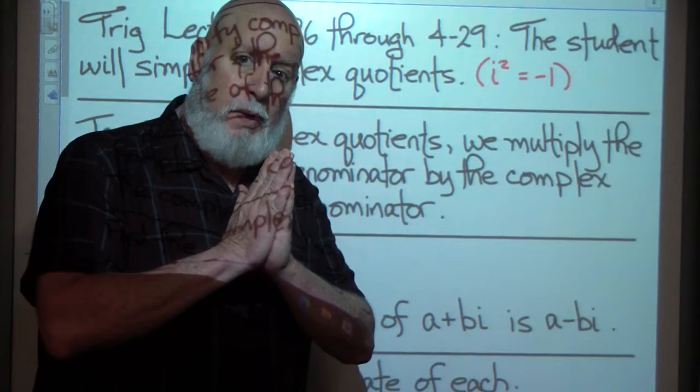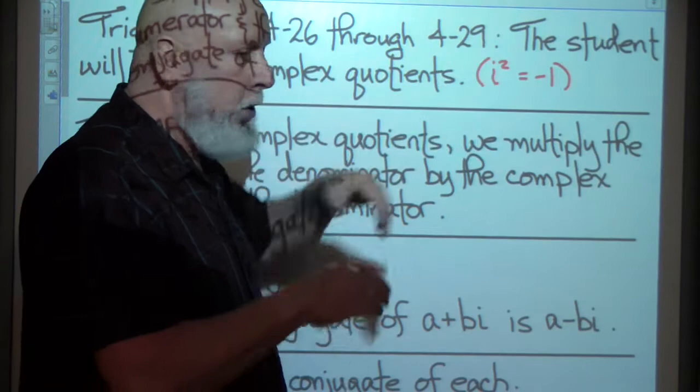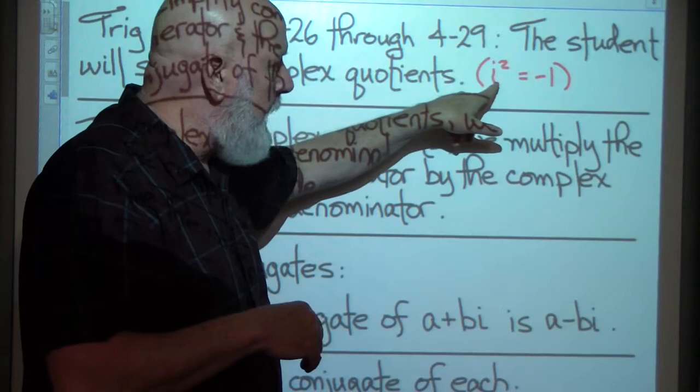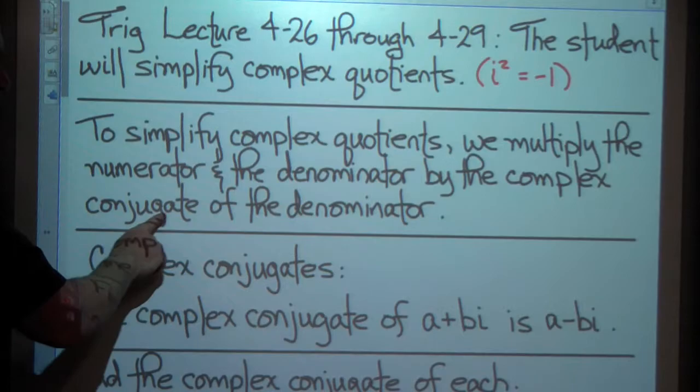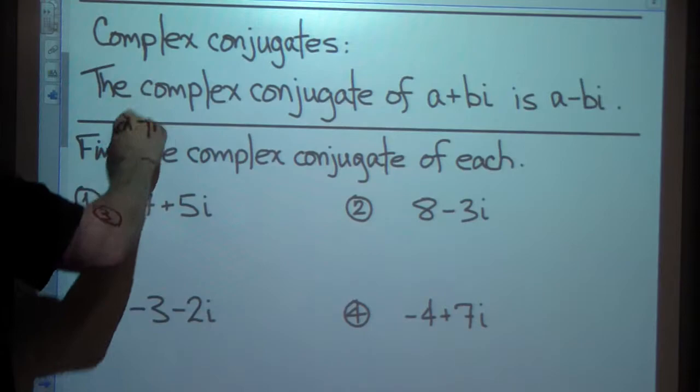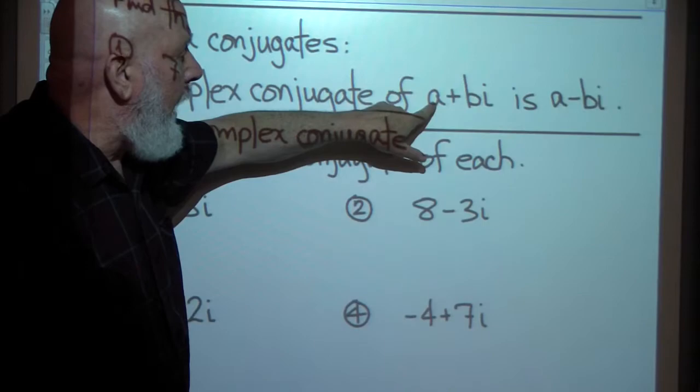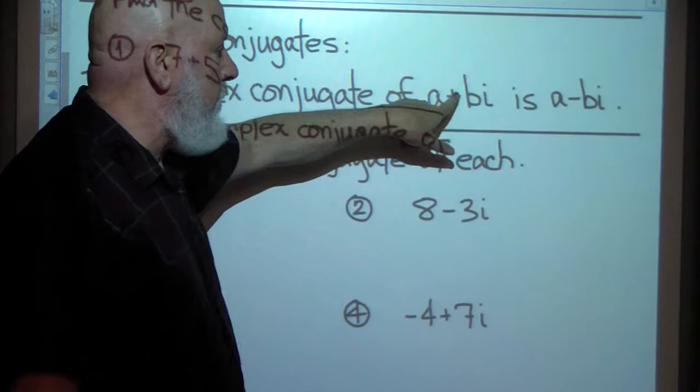Just remember, we can treat i just like a variable. We add them together, combine like terms, all that sort of stuff, but when we multiply them together, i squared is negative 1. Okay. So let's take a look at what we're going to do. Simplify complex quotients. We're going to multiply the numerator and the denominator by the complex conjugate of the denominator. Complex conjugates. The complex conjugate of a plus bi, where a and b are any real numbers, is a minus bi. In other words, you just change the sign in here, right?